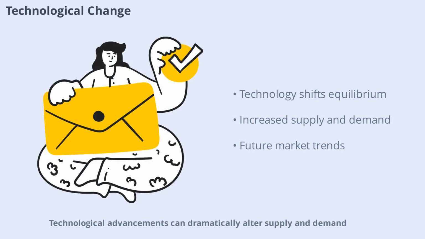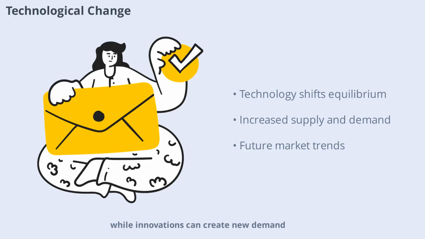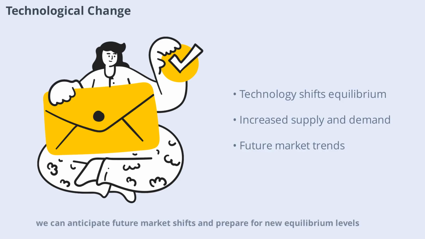Technological advancements can dramatically alter supply and demand. New production methods may increase supply while innovations can create new demand. These changes shift the equilibrium point, often leading to lower prices and greater availability. By tracking technological trends, we can anticipate future market shifts and prepare for new equilibrium levels.